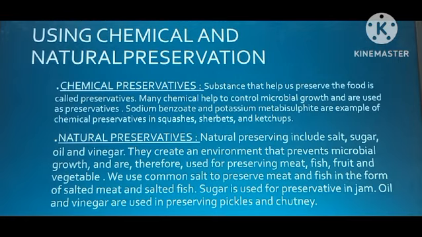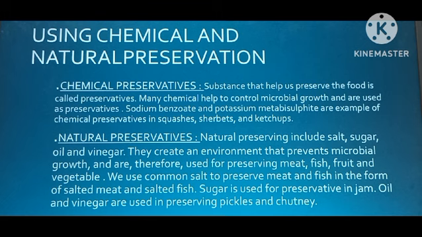Using chemical and natural preservation. Chemical preservatives. Substances that help us preserve the food are called preservatives. Many chemicals help to control microbial growth and are used as preservatives. Sodium benzoate and potassium metabisulfite are examples of chemical preservatives. These chemical preservatives are used for sharbat and ketchups.